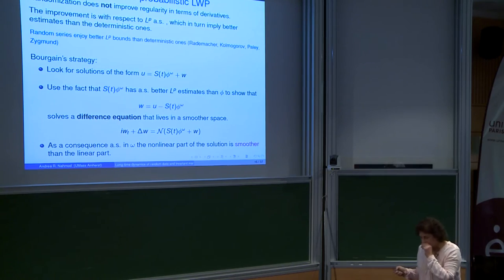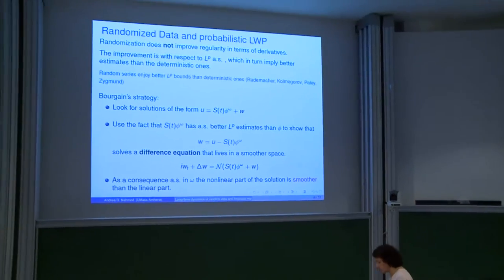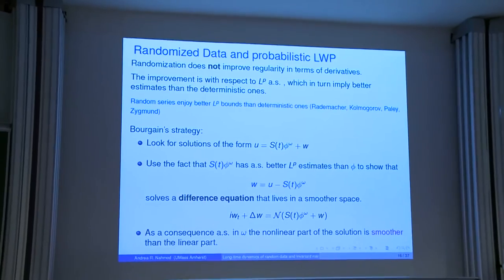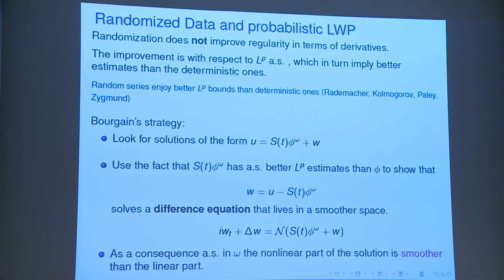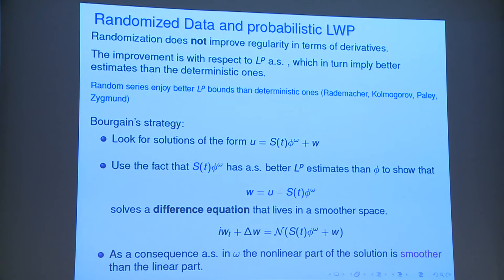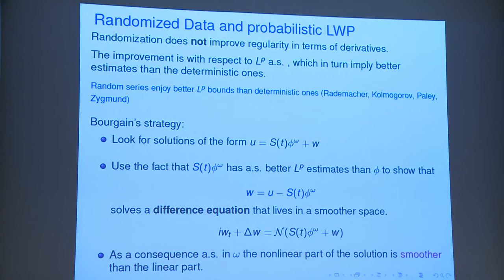So this brings us to this notion of saying, forget for a moment about the Gibbs measure and forget about global. Let's think about just the local well-posedness. What Bourgain is saying essentially is that if you take data and you randomize the data, then you're always going to be able to improve your local theory. So that's the takeaway.